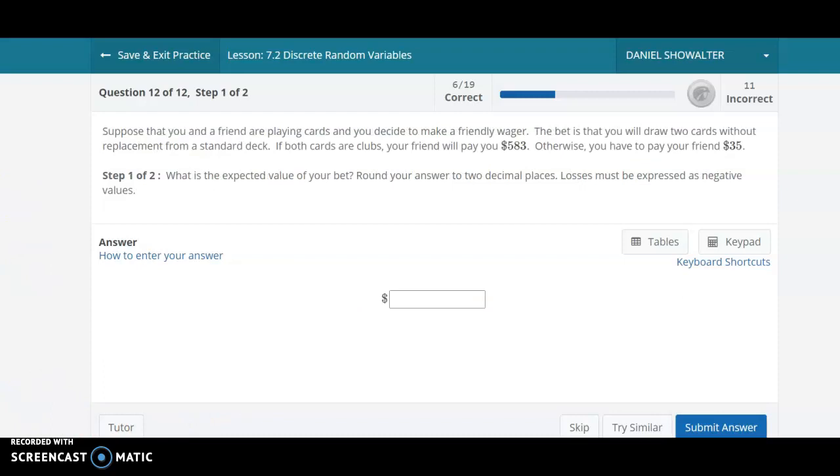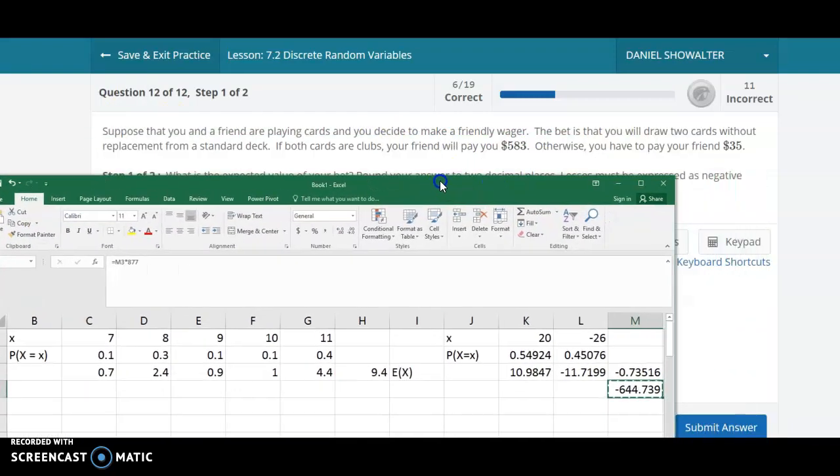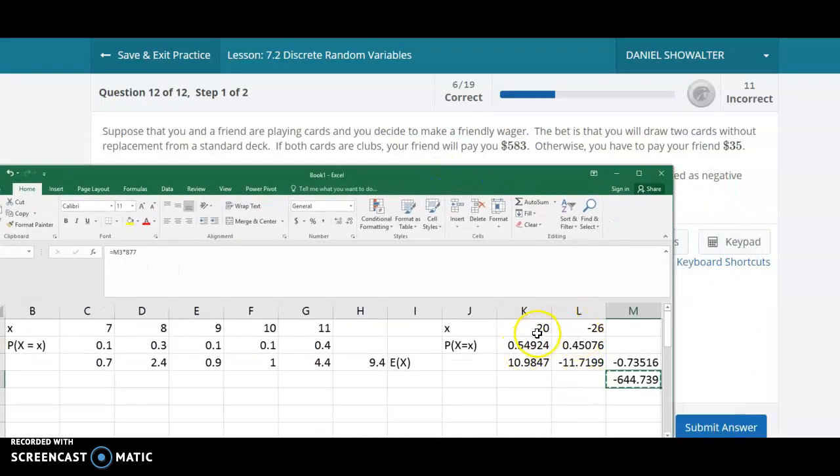Okay, I have one more very similar situation. In fact, I'm just going to use the same table again. So what could I do? I could win $583. That's one of my possible values, or I could lose $35. So what's the chance that I win $583? So I have to draw 2 cards without replacement. That's important. If both cards are clubs, so I need to get 2 clubs.